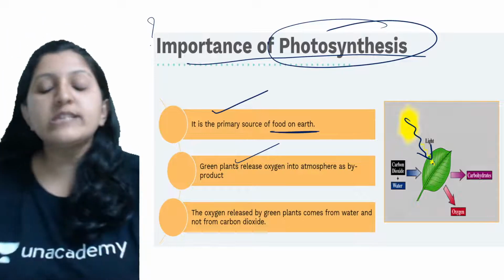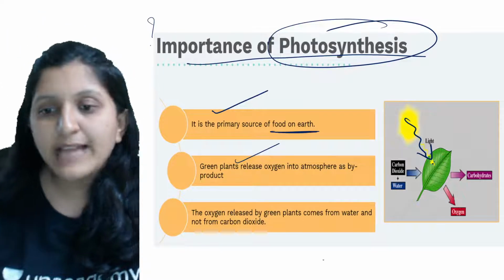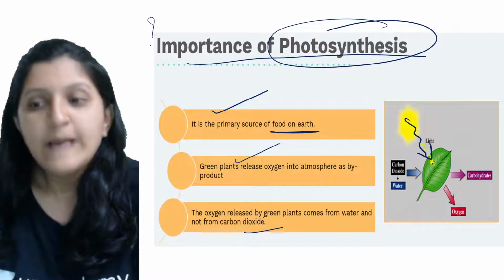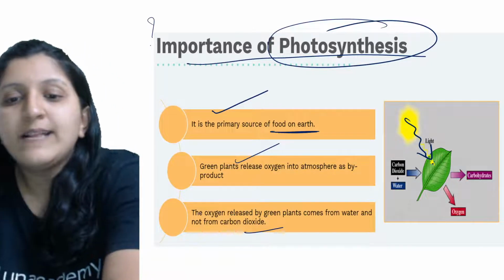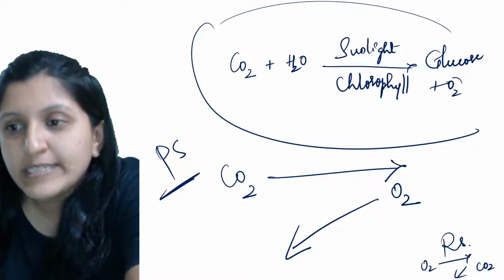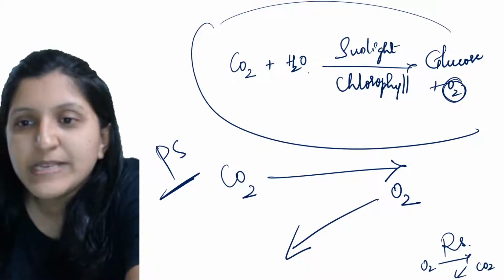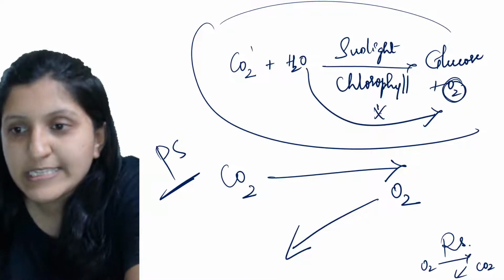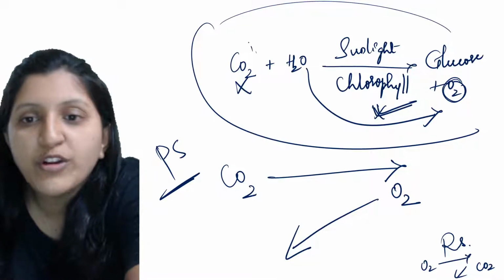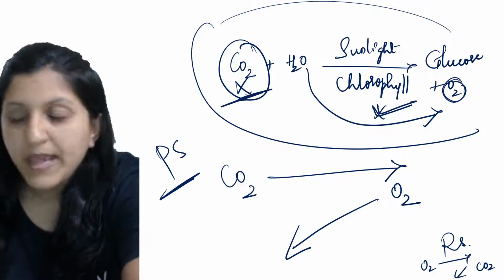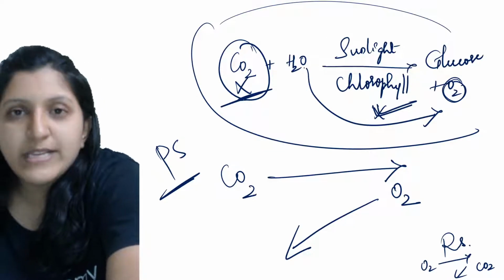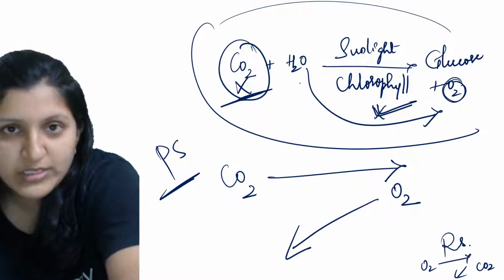Okay, so now the oxygen released by the green plants comes from the water and not from the carbon dioxide. One of the theories says that the oxygen you are getting here is basically coming from the water and not from the carbon dioxide. That means the release of oxygen is occurring from the split up of water.